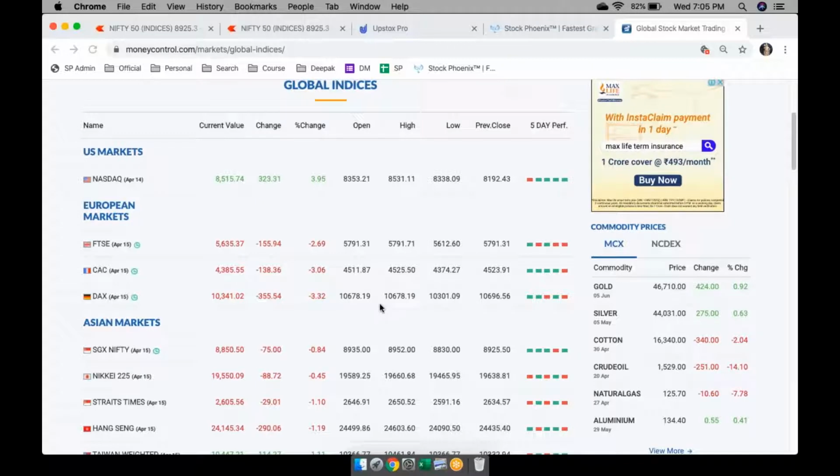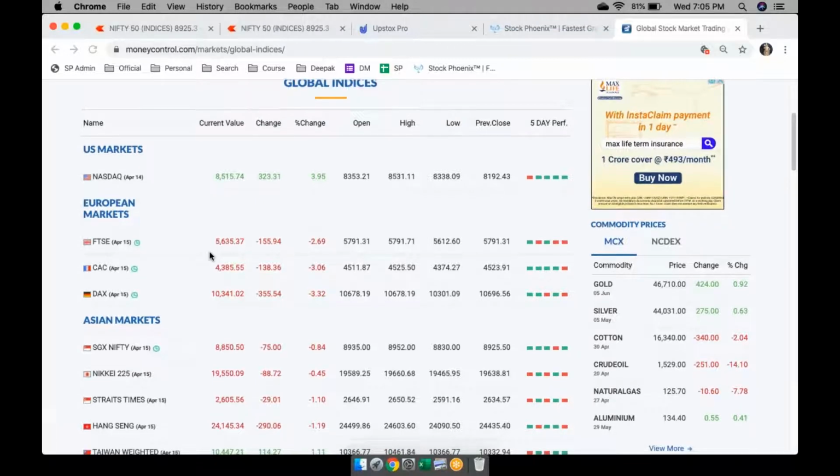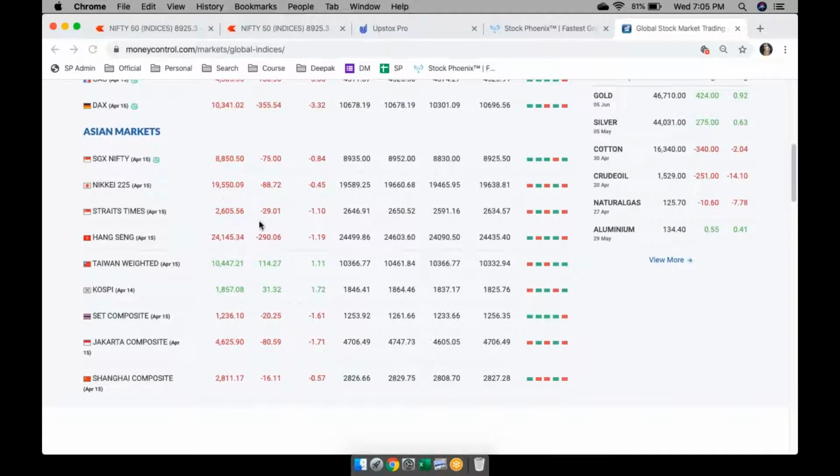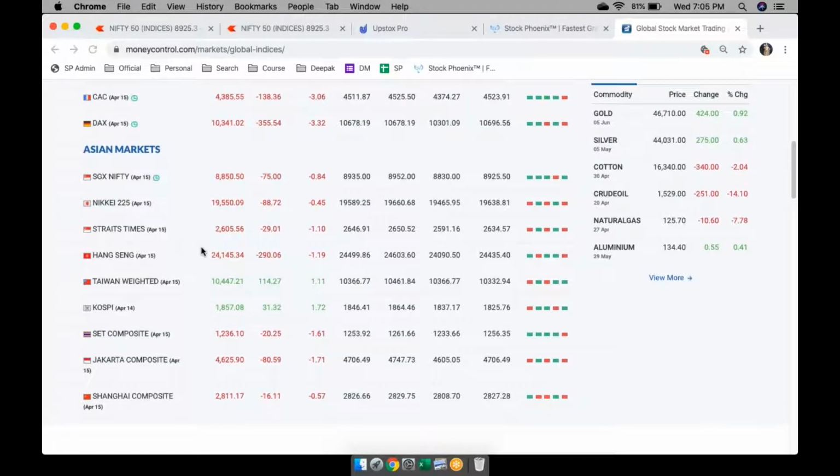It will not be exactly opposite. Global cues are completely interrelated. So other than this, you can see Asian markets, the Japan market, Hang Seng. Other than that, it's not required. Other than all of these, they also carry less weightage.